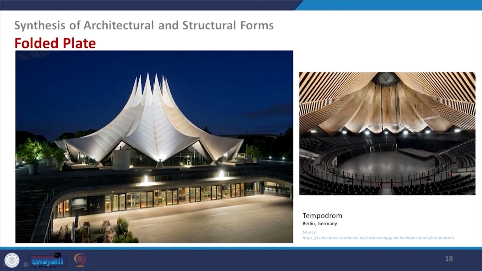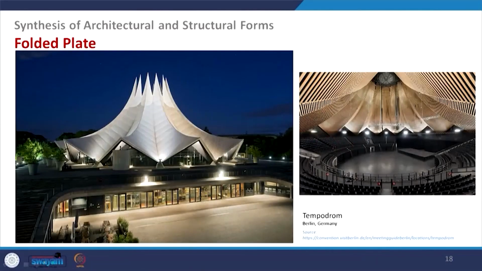This is another example, the Tempodrom in Germany. This is basically a multi-purpose auditorium with different activities and functions going on, and again, in order to have a clear view, it was mandatory to make this space column free, and for that, one of the options was to create it with the folded plate.